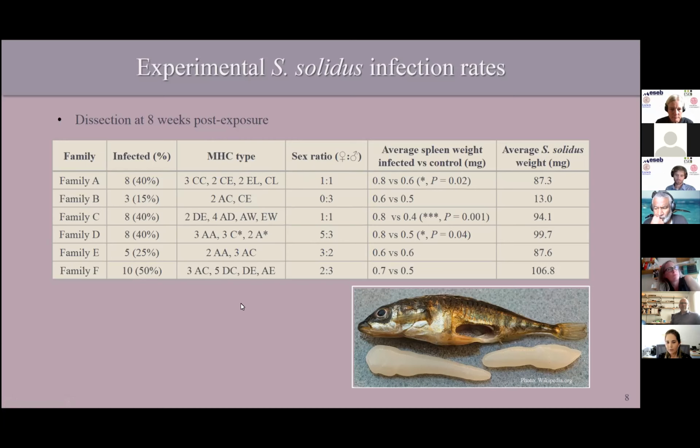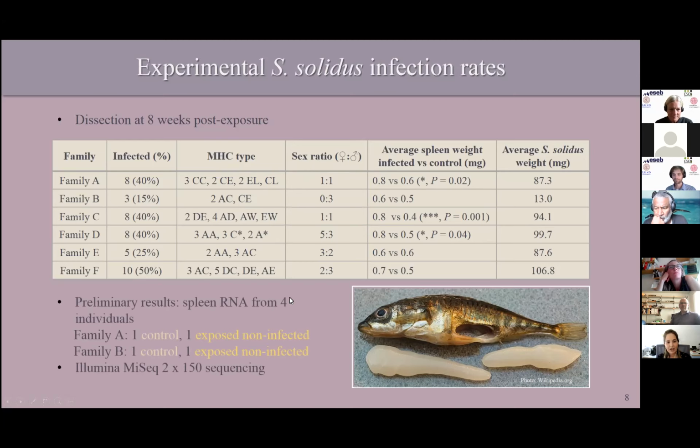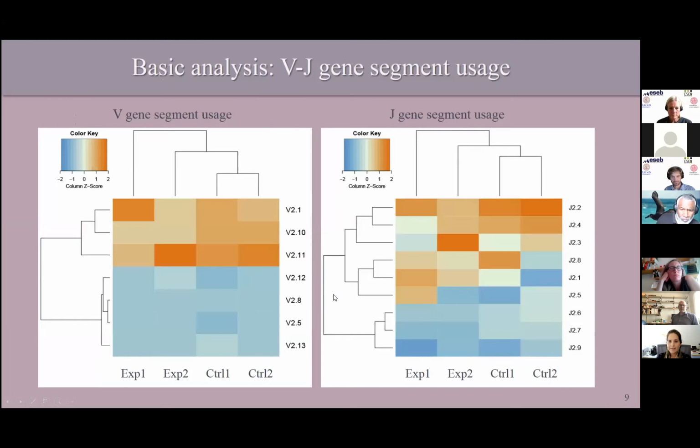And what I would like to show you now, and I have to speed up, I realize, is some preliminary results which we have gathered using split RNA from 4 individuals. 1 control individual from family A and 1 exposed but not infected individual, and again from family B, 1 control and 1 exposed and not infected individual. And this is the first set of results I want to show you.